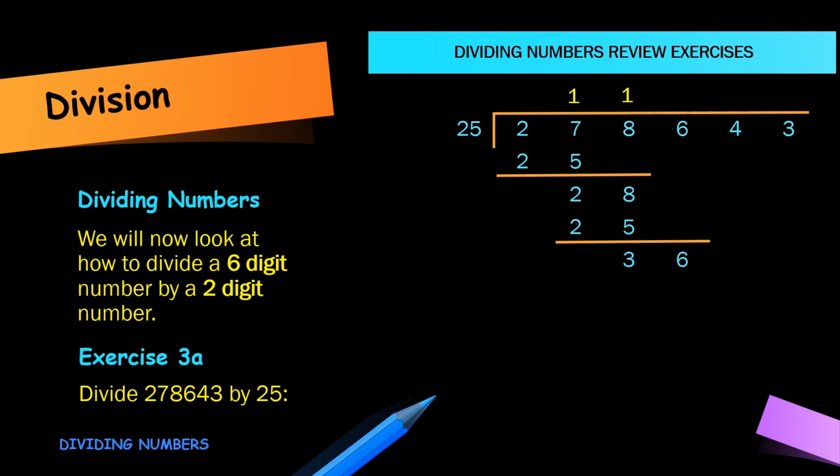How many 25s are there in 36? There is 1 25 in 36. So position the 1 here. Now multiply 25 by 1 to give 25 and put 25 here. Subtract 25 from 36 to give 11. Bring the 4 down and position it here.